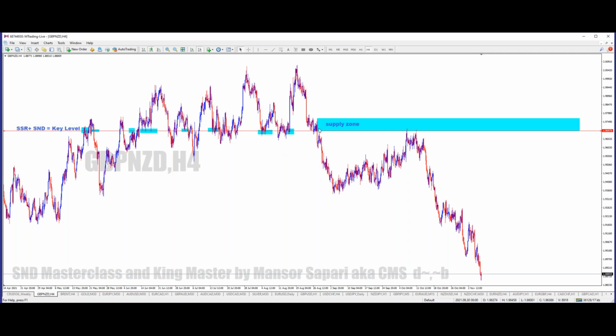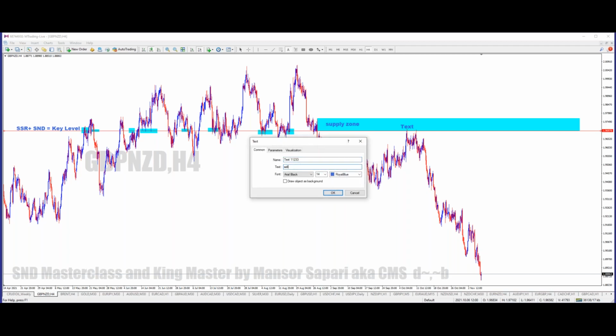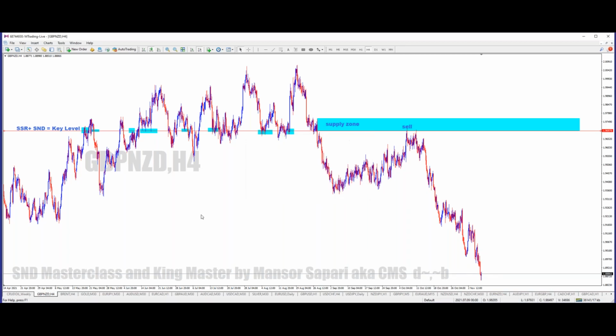This key level is the place where we want to look for our entry. So just mark your zone over here, price going down, and you have to wait and wait and wait until price goes inside the zone, and it is time for you to sell. Do you understand? Yes, this is the most important.